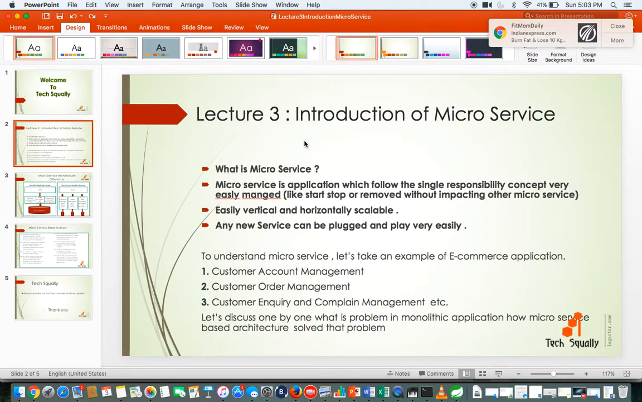In this lecture, we will discuss the microservice. The basic points will be: what is a microservice, what is the architecture of a microservice, and what are the basic features of a microservice.